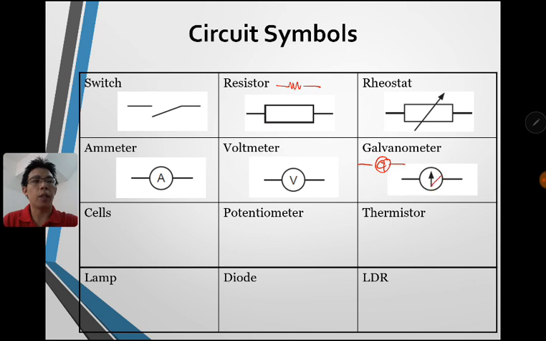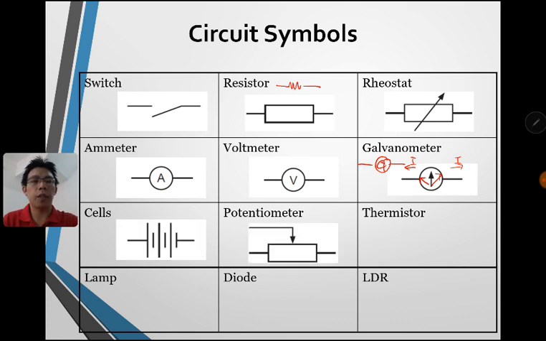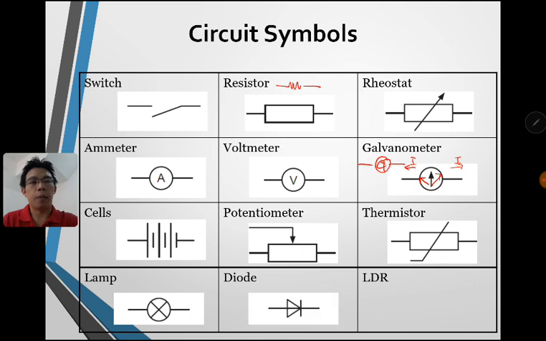So when the arrow is here, the current is flowing here. When the arrow is here, the current is actually flowing here. And we have cells. Cells are basically batteries, and we have the potential meter, and we have the thermistor. This is the temperature sensitive resistor, and we have the lamp, the diode, and the LDR, light dependent resistor. So this one is about light, this one is about temperature.